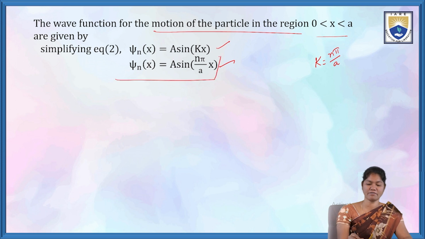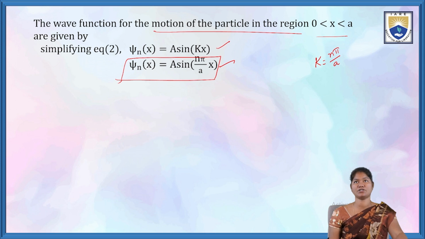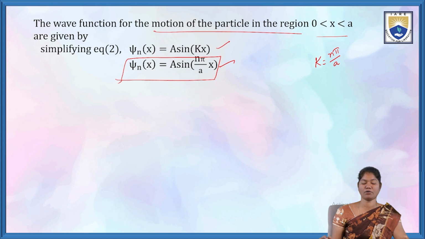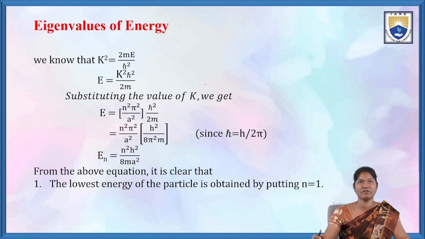So this is the wave function for the motion of the particle in the region 0 < x < a. Okay, so now this is the wave function of the particle inside the potential. Now we are going to see the energies of the particle, the wave associated with the particle, when it is moving inside the potential box. What are the energy values, how will the energy values change? So, eigenvalues of energy.